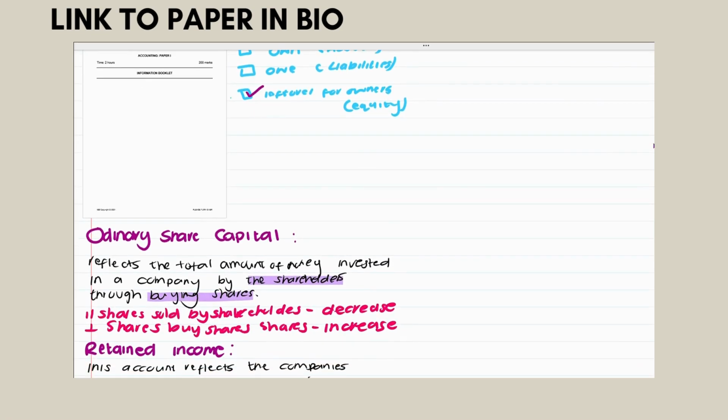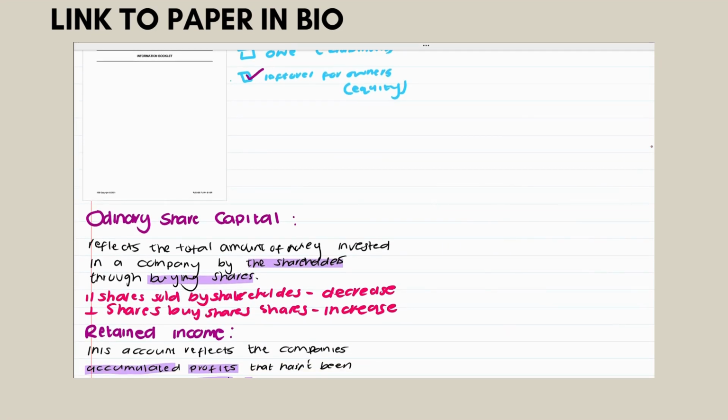We'll be looking at two important notes, which is our ordinary share capital note, as well as our retained income note. Our ordinary share capital reflects the total amount of money that is invested in a company by the shareholders through buying shares. Broken down, what this means is that when shareholders buy shares from us, when they invest in the company, our equity increases. And that is what ordinary share capital shows.